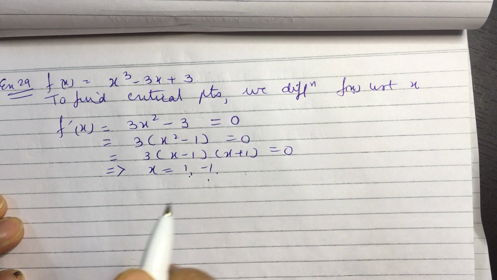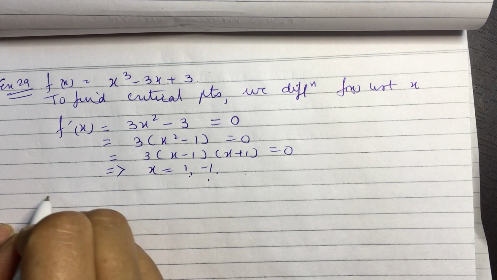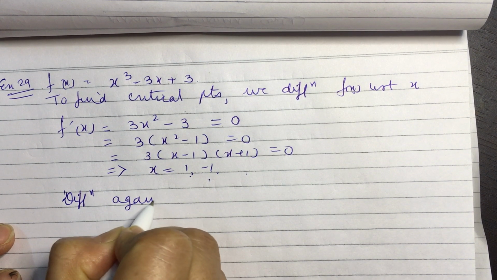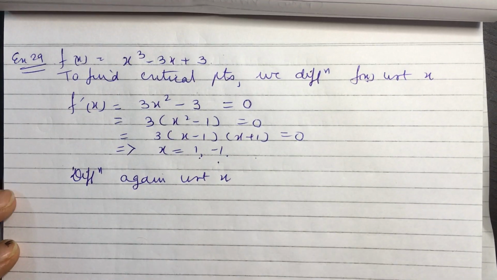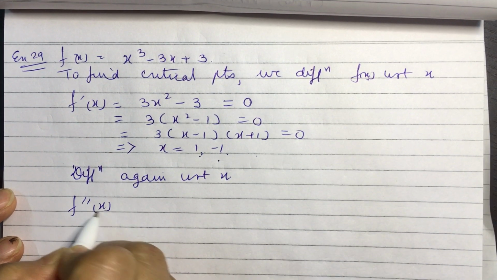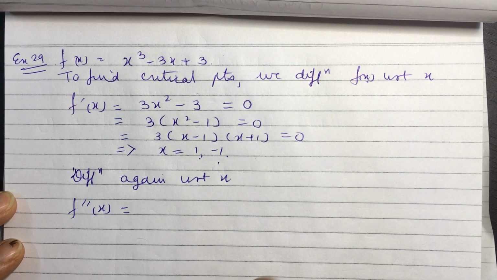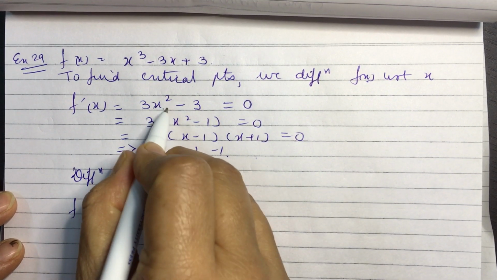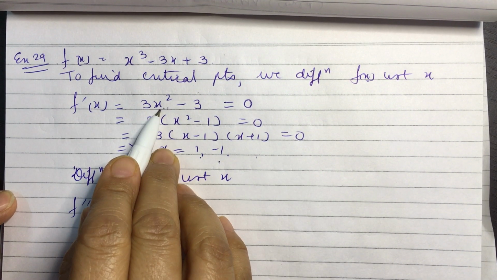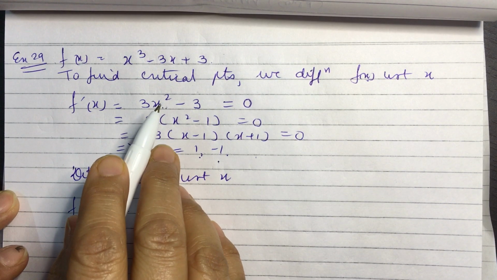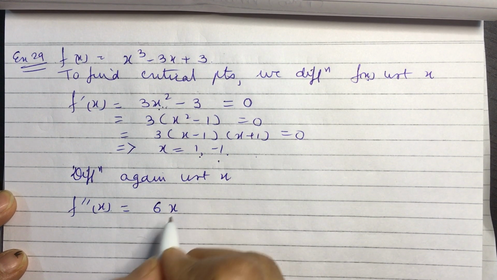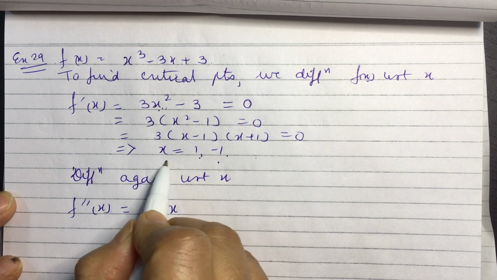Now for the second derivative test, what we do is differentiate it again with respect to x. Now what we get is f''(x) is equal to 6x. So when you find f''(x) is 6x, now we have to check the nature at the two critical points.